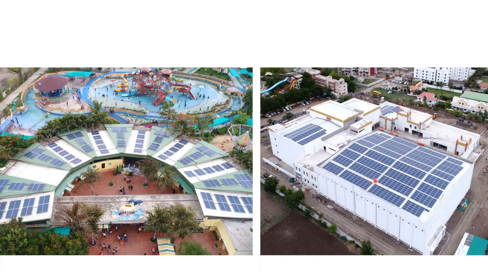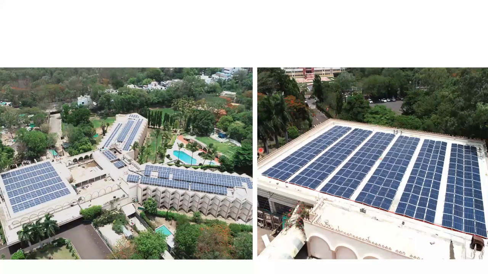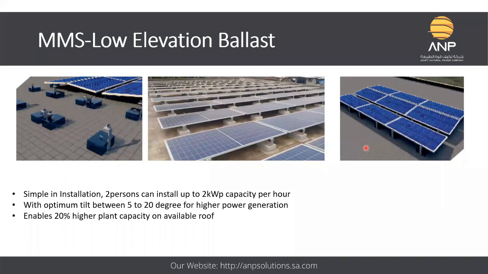Okay, these are some pictures of one of the projects. You can see in this particular project there are two types of structure used. First of all, this is east-west type of installation where I have used a low elevation ballast type structure, this type of structure, at this particular location. And in this particular location, you can see I have used hot dip galvanized type structure, this type of structure.